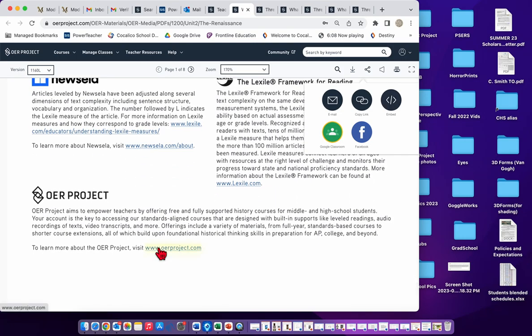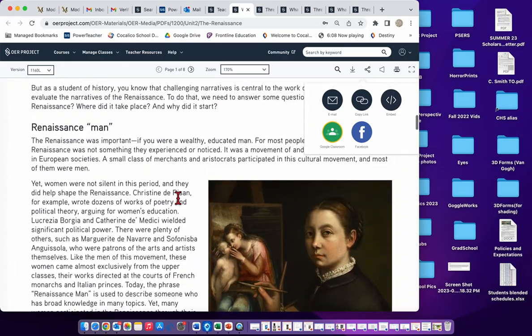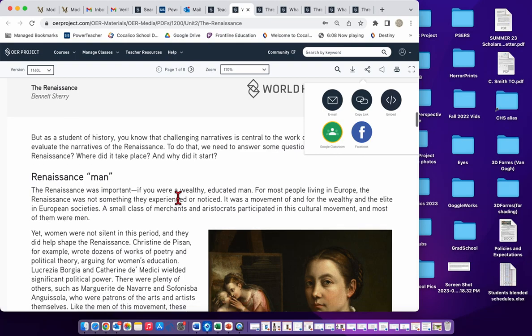Here we go. At the bottom, it says, this empowers teachers by offering free and fully supported history courses for middle to high school aged students, which is what I teach. I teach high school.